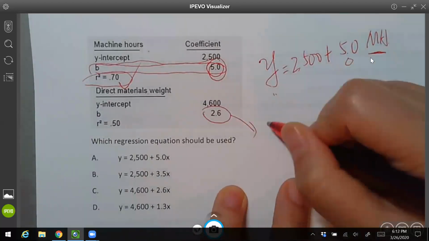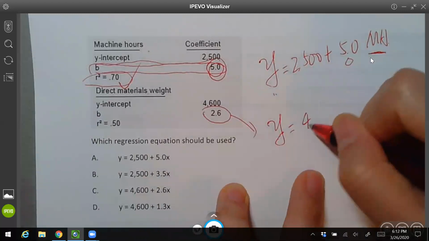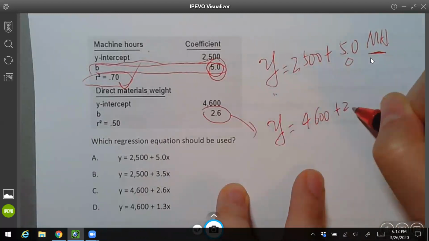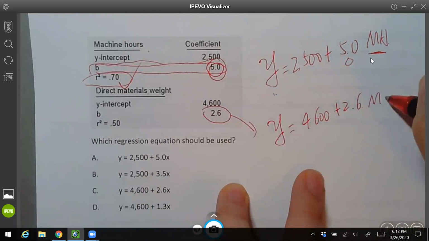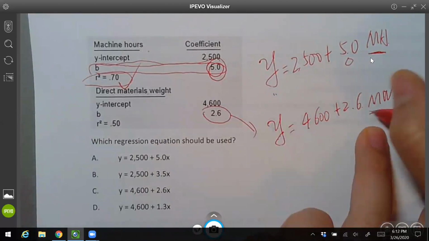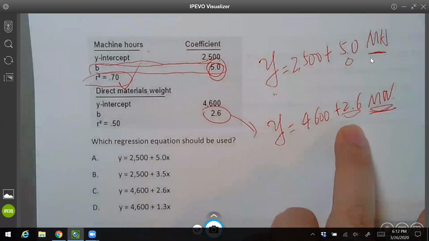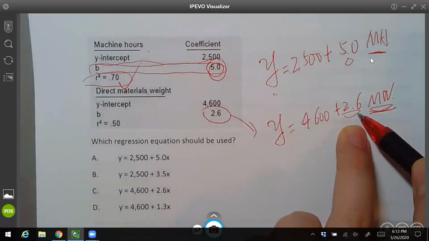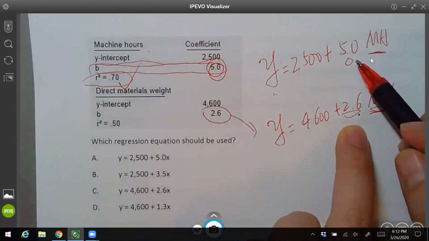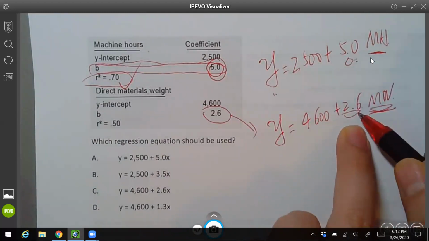From here, the regression model is y equals 4,600 plus 2.6 times direct material weight. Whenever you have a 1 increase in the material weight, that will increase the predicted cost by 2.6. So you can say this impact is weaker than this impact. This one will increase the predicted cost by $5, and this just increases the predicted cost by $2.6.